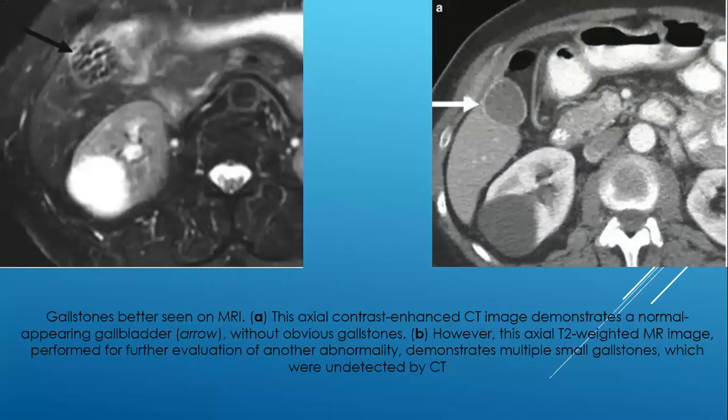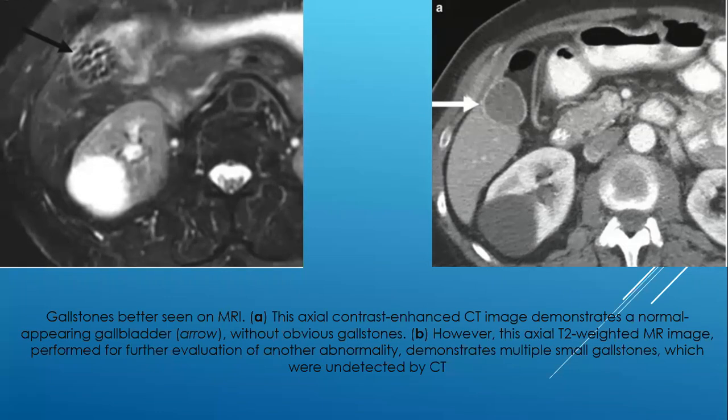Gallstones are better seen on MR. This is an axial contrast-enhanced CT image. It shows a normal appearance of the gallbladder, with no stone. In the same patient, however, an axial T2-weighted MR image performed for further evaluation of another abnormality demonstrates multiple small gallstones that were undetected by CT.